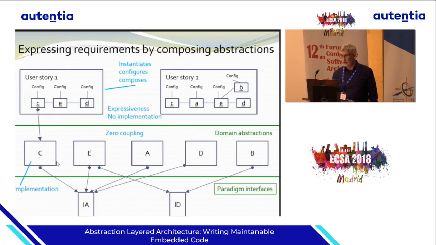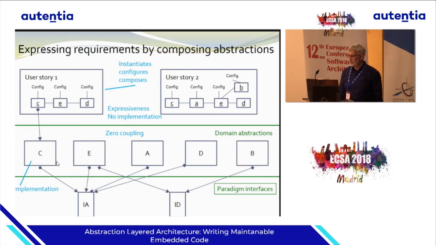When you do it this way, you end up with a very different kind of structure. Something more like this. There's a layer on the top where just information about your user stories exists. This is cohesive information if you think about it. And there's nothing else goes on here, no implementation, nothing else, just the user stories by instantiating abstractions from a layer below, configuring them and composing them together. The abstractions in the layer below know nothing about each other. They're zero coupled when you do this.